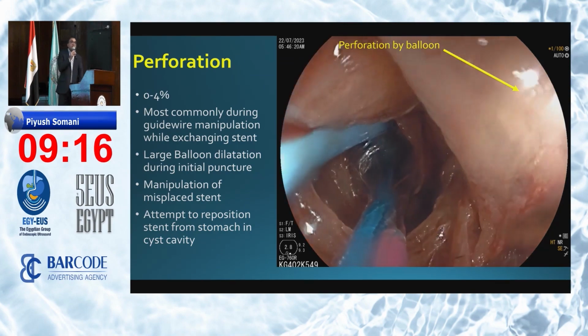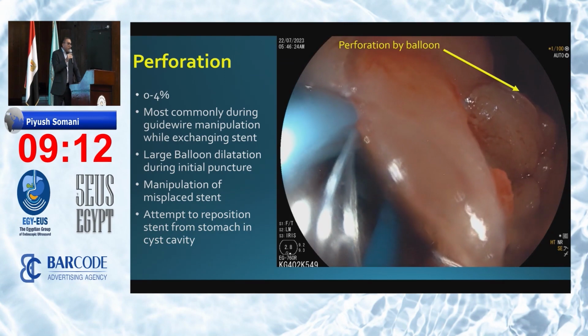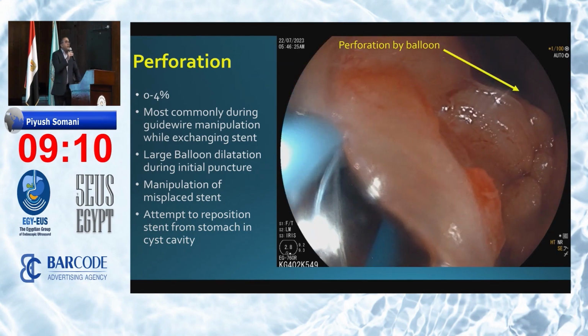Now coming to perforation, which is the main worry. As you can see, this is a perforation done by the balloon. Most commonly it happens during guide wire manipulation while exchanging the stent. Large balloon dilatation, like sometimes some people go for 12 millimeter or 15 millimeter, can sometimes lead to a perforation. Manipulation of a misplaced stent can lead to perforation, or sometimes repositioning of the stent can also lead to perforation. So we need to be careful.